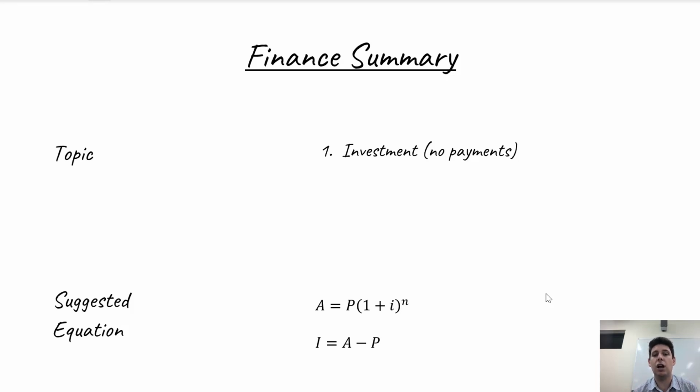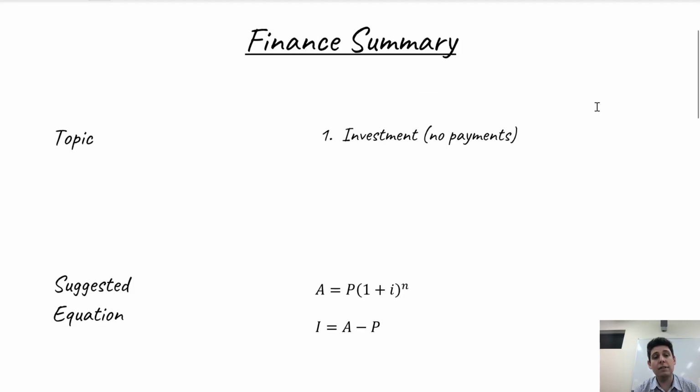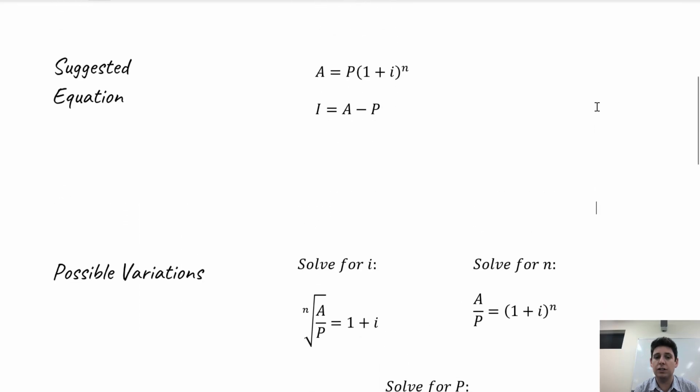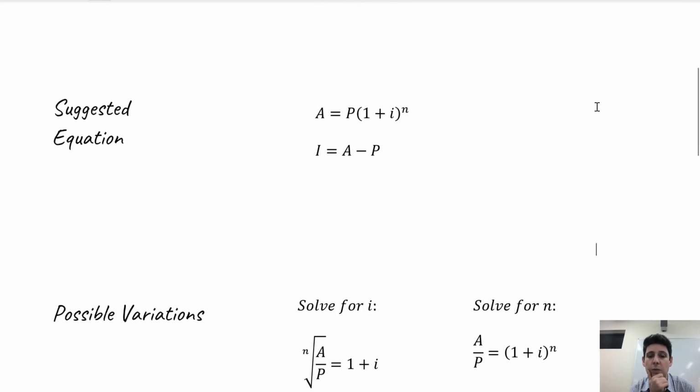So this is the first type of finance question you could get. And this is for compound interest. So you're getting interest on your interest. That's what this first equation is for, compound interest investments. Now we could have some variation to this. For example, we could have just solving for little I, which is the interest rate. For some reason in Queensland we like to use little I for interest rate.